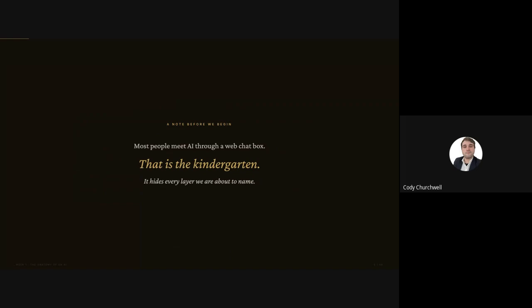And quick note before we go in, most of you in this room have met AI through web chat boxes, ChatGPT, Claude, Gemini, maybe even a phone app. Those are kindergarten. I mean that literally, not as an insult. Those interfaces were built to be unintimidating, which means they hide every single layer we're about to discuss. The system prompt, invisible, the memory, buried, the tools, restricted, and the substrate, completely forbidden territory. We are not teaching the kindergarten in this course.